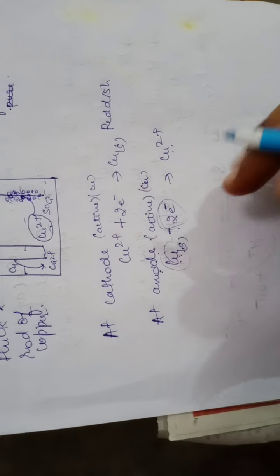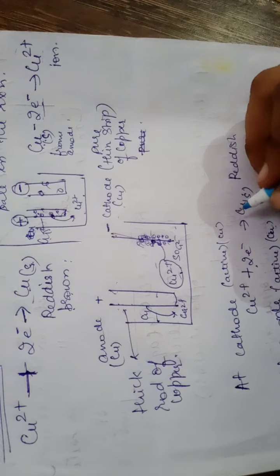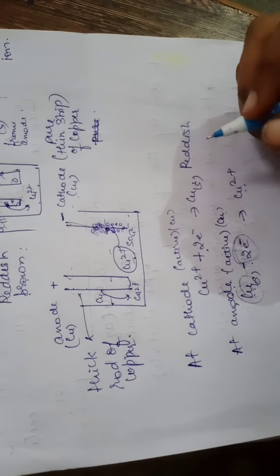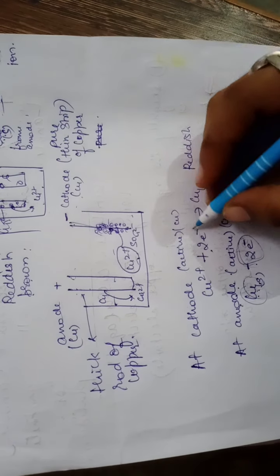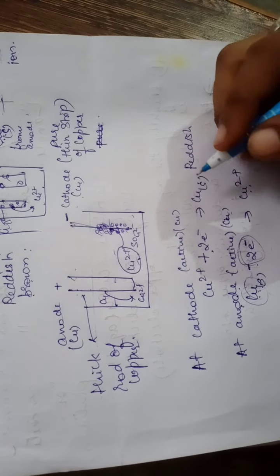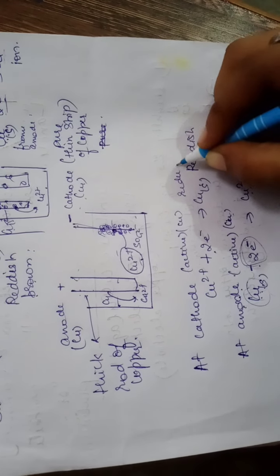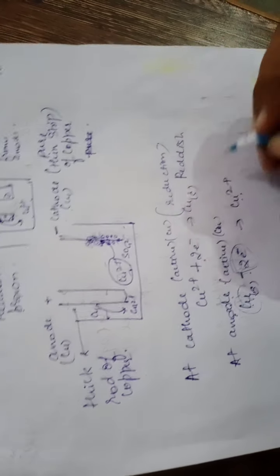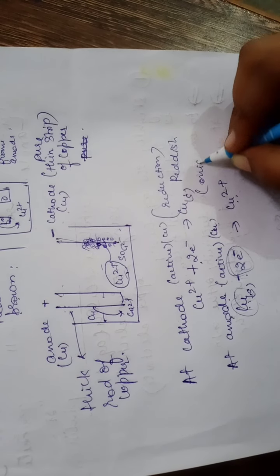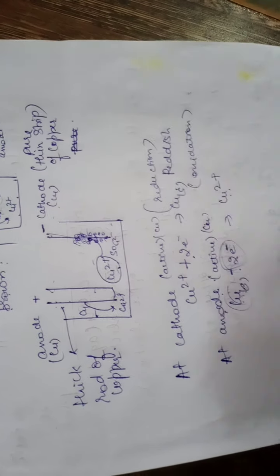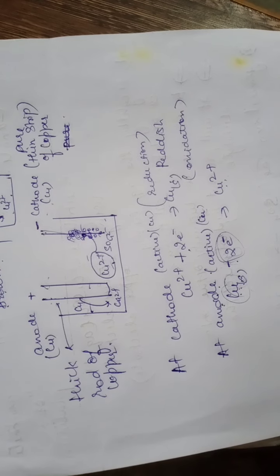So here addition of electrons is taking place, yes or no? So what is the reaction at the cathode? It is reduction, gain of electrons. And at the anode, what is the reaction? It is oxidation, because loss of electrons is taking place. Okay, this you need to remember.